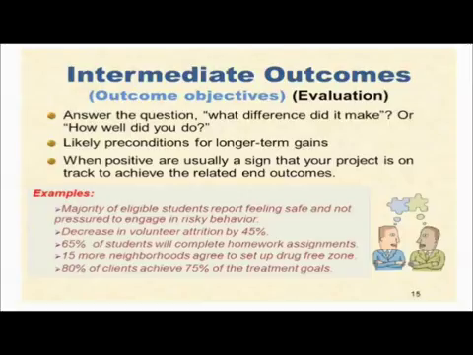And then, say 15 more neighborhoods agree to set up the drug-free zone to provide a safe environment for kids. Or 80% of the clients achieve 75% of their treatment goal. And those are the intermediate outcomes. So output tells you, did you do what you set out to do? Intermediate outcome tells you what has changed. How well did you do?